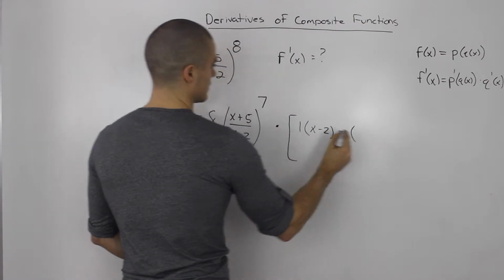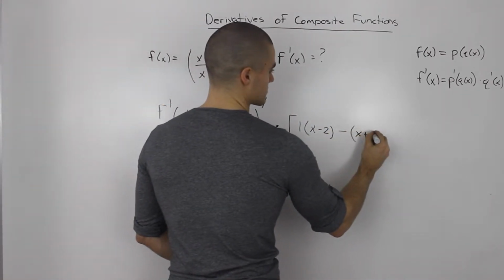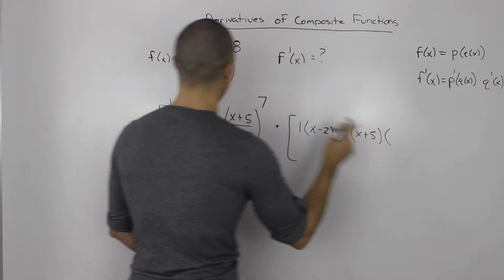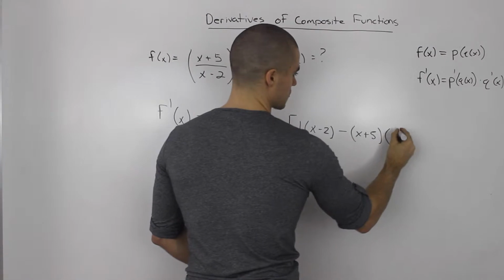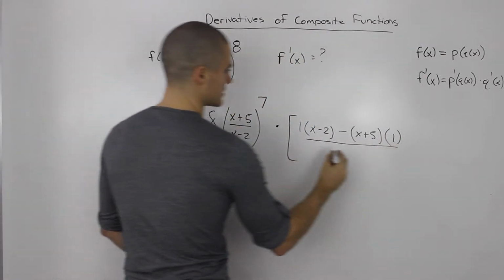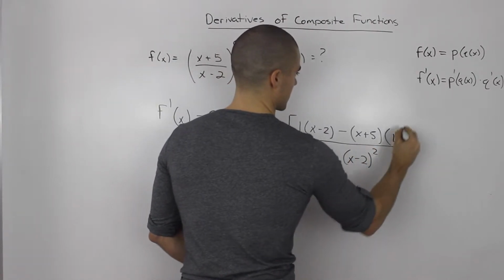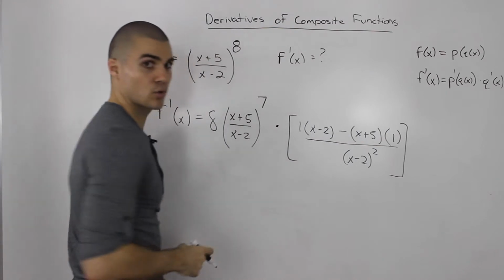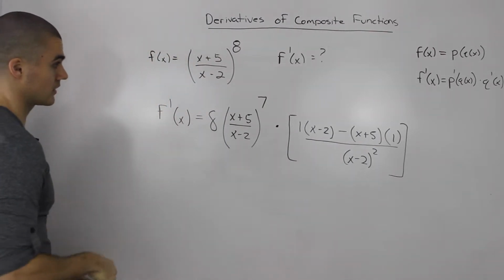minus the function up top as itself, this x + 5, times the derivative of the denominator, which is just 1, all over (x - 2) squared. Right? So that's the quotient rule we just applied there. If you don't remember it, you may want to go back and review it.